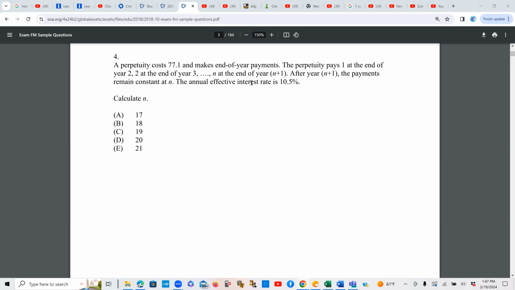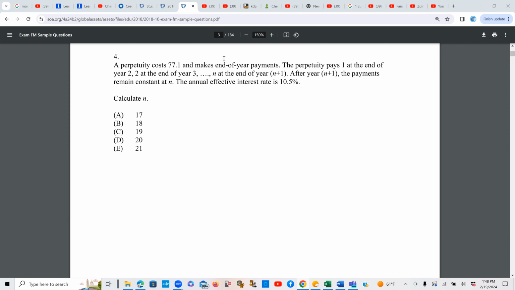Now, these first n payments are an arithmetic annuity, and the first payment is 1, and the increment in each payment is 1, because the first payment is 1, second is 2, third is 3. So remember, in the arithmetic annuity, P is the first payment, which in this case is 1. Q is the increment, which is also 1.